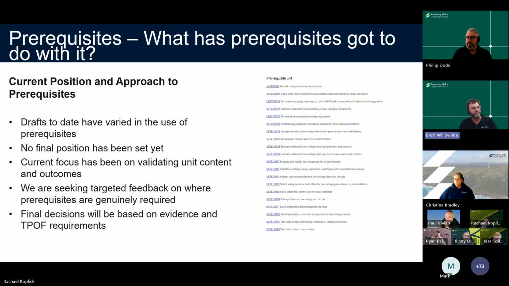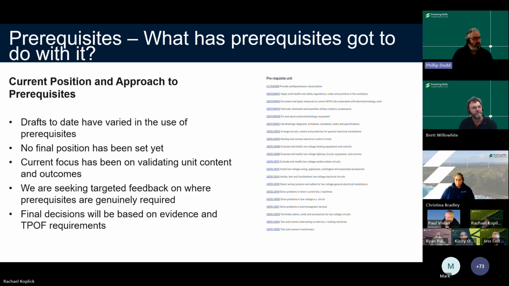There is one from Brett Upton in the chat, Phil, around the grandfather statement: those holding an unrestricted electrical licence or equivalent issued in an Australian territory meet the requirements of this unit and its prereqs, and whether that will still be in capstone in this update. Yep.